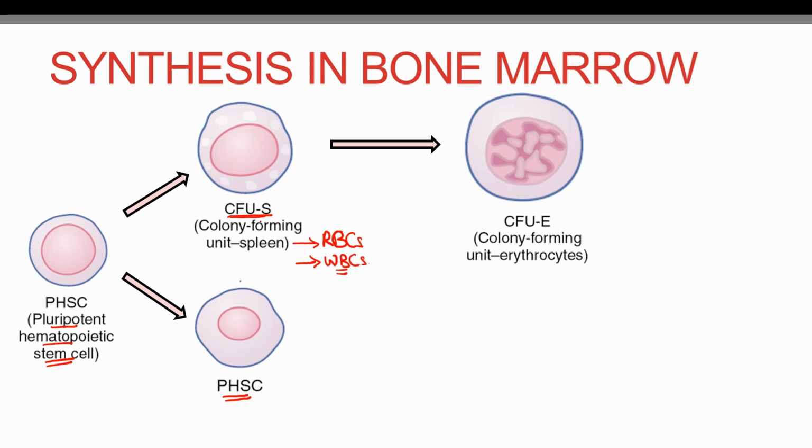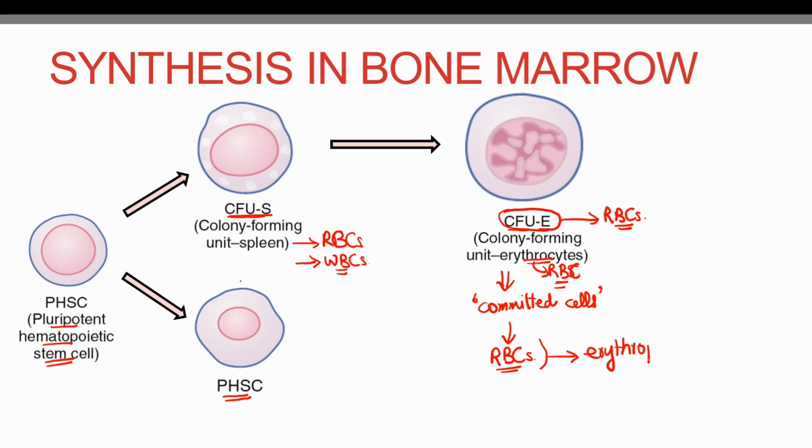For the formation of red blood cells, these colony-forming unit spleen cells further differentiate into colony-forming unit erythrocytes. Erythrocytes mean red blood cells. So these colony-forming unit erythrocytes are committed to produce red blood cells, and therefore they are also known as committed cells. These colony-forming unit erythrocytes form red blood cells and no other cell. And this formation of red blood cells is regulated by a specific hormone known as erythropoietin. So erythropoietin upregulates the synthesis of red blood cells by acting upon colony-forming unit erythrocytes.